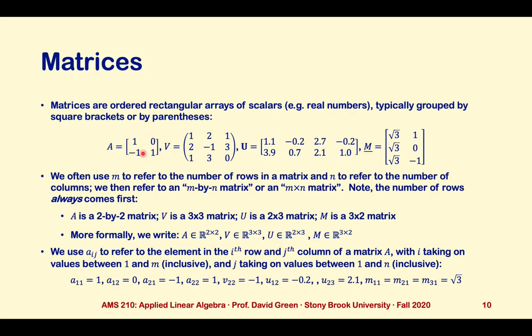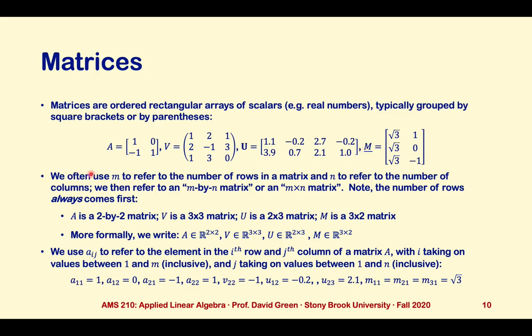The matrix A, in this case, is a rectangular array with 2 rows and 2 columns. This matrix V is a rectangular array with 3 rows and 3 columns. A and V have the same number of rows and columns, but this is not required for matrices in general. The matrix U has 2 rows and 4 columns. The matrix M has 3 rows and 2 columns.